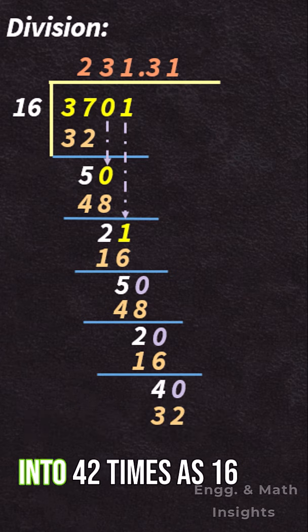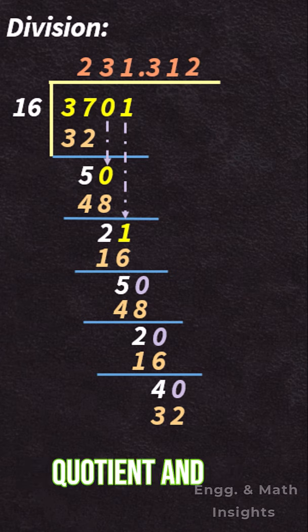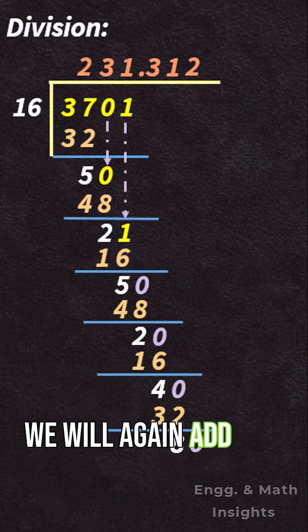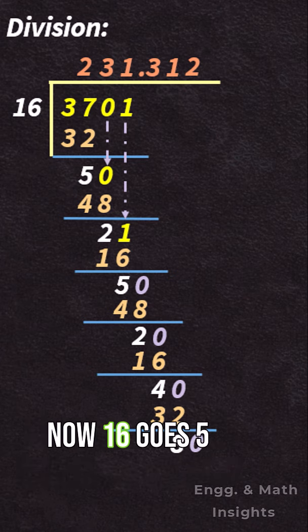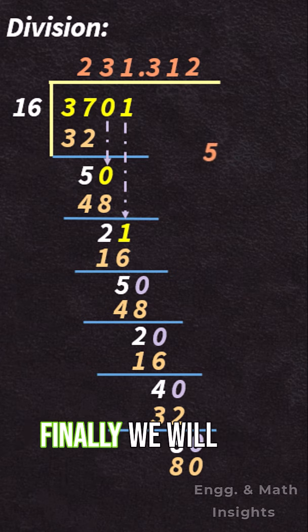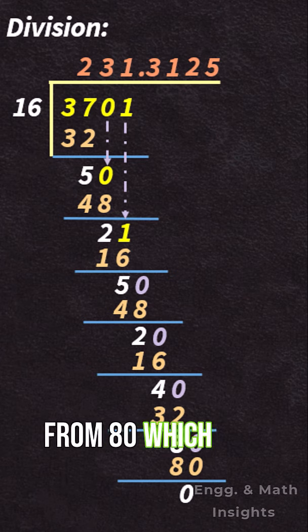Now 16 goes into 40 2 times as 16 times 2 is 32. We'll write 2 in the quotient and subtract 32 from 40, which will give us 8. Now we will again add a 0 to make it 80. Now 16 goes 5 times into 80 as 16 times 5 is 80. Finally we'll write the 5 in the quotient and subtract 80 from 80, which will give us 0.